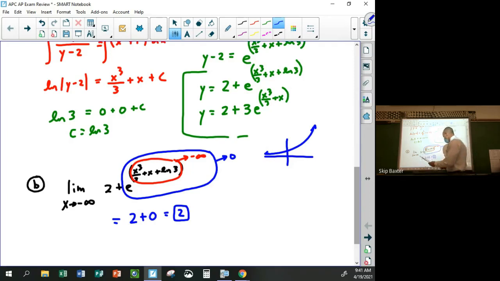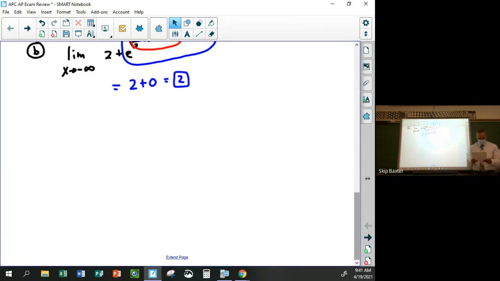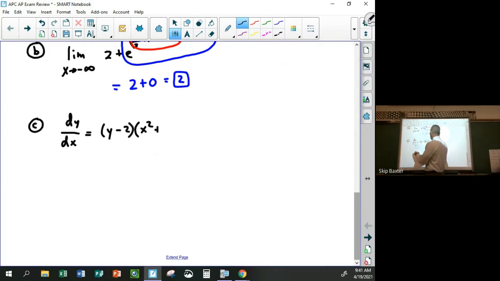Okay, and then the last part of this says, let f of x be the particular solution with the given initial condition f of 1 equals 3. Find the value of d squared y over dx squared at that point. So they're giving you the original problem, dy dx is y minus 2 times x squared plus 1. So all you have to do is just take the derivative of this to get the second derivative. That's it. So d squared y over dx squared is the derivative of this.